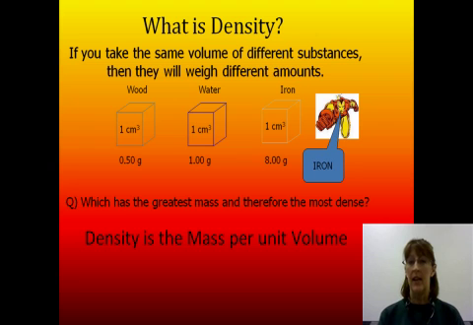All right? And then the third one you have there is iron. If you have 1 centimeter cubed of iron, think of it about like one of those small dice. 1 centimeter cubed of iron is going to weigh 8 grams. So mass divided by volume, 8 grams divided by 1 centimeter cubed, and you get 8 grams per centimeter cubed. So which has the greatest mass and therefore the most dense? The density is the mass per unit volume, so obviously the most dense in this case, where all the atoms are really packed in tightly, would be the iron.